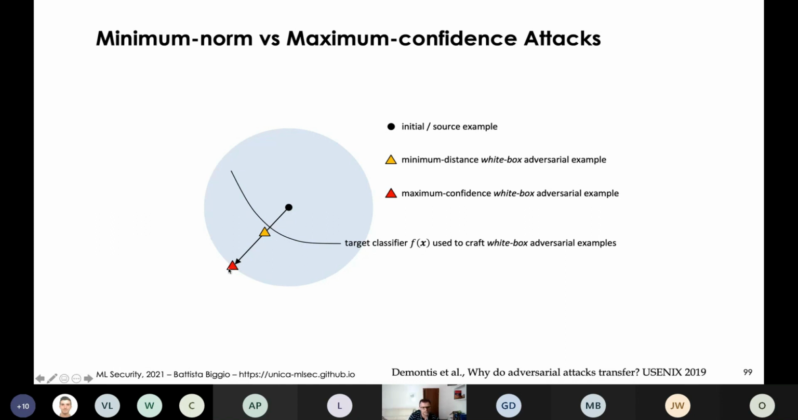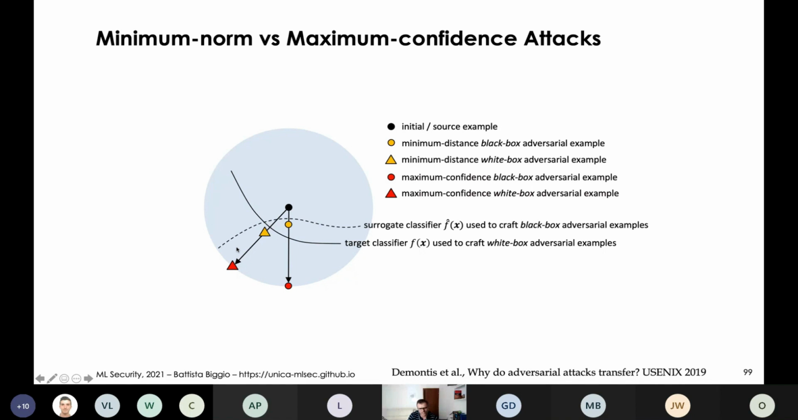Now, it should be clear that the second point should transfer better than the first one, because if you have two classifiers which are similar but not exactly the same, samples which are crafted right after the boundary might be classified differently by the other models. Whereas if you have something which is optimized with higher perturbation values, then this should transfer more easily into other models. Does it make sense to you?